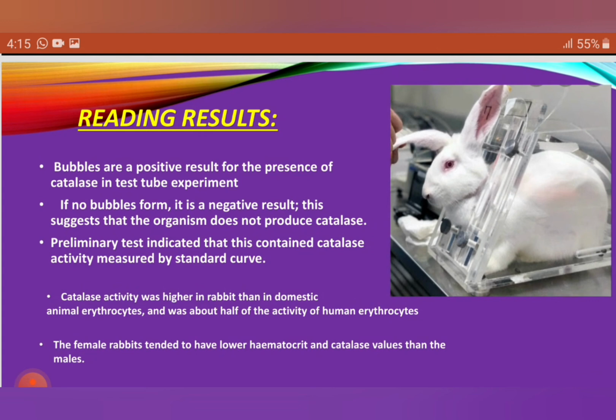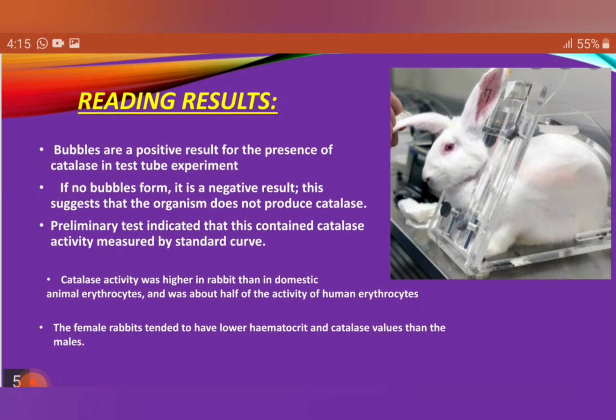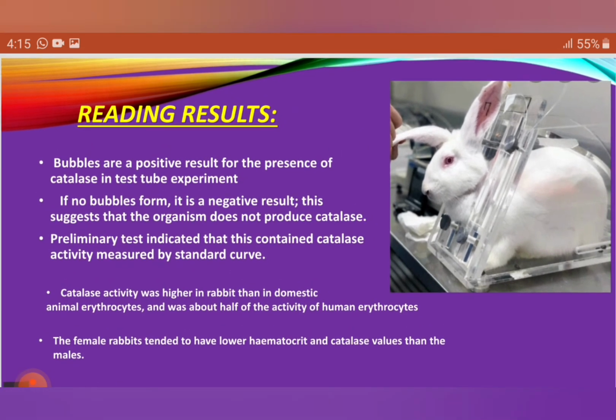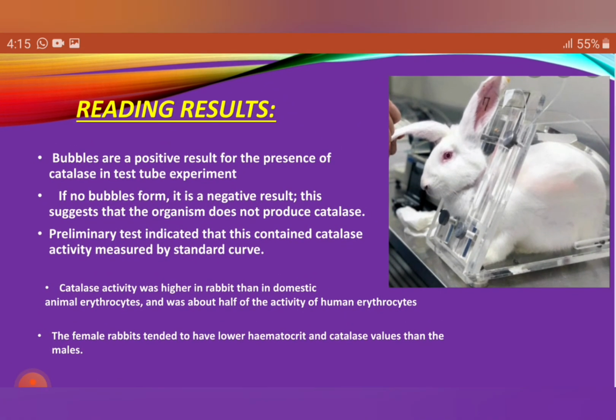Also, catalase activity was higher in rabbit than in domestic animals and about half of the activity of human erythrocytes. Rabbit seminal plasma catalase is much higher than in the semen of other mammals. Further, I want to tell that the experiment shows that the female rabbits have lower hematocrit and catalase value than the males.